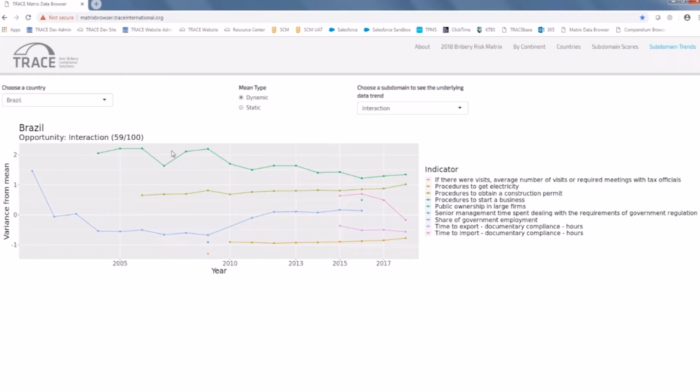Each one of these charts reports the trends for each of these data points, color-coded, with the indicators listed here. It reports them in terms of standard deviations from the mean, how far away they are from the average score for all countries in the given year in question. In this case, going all the way back to 2001.